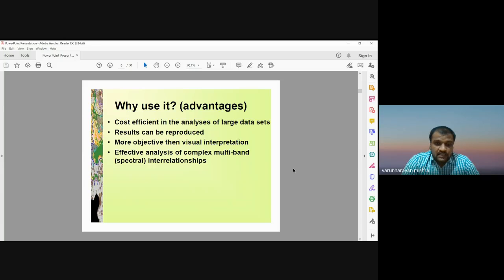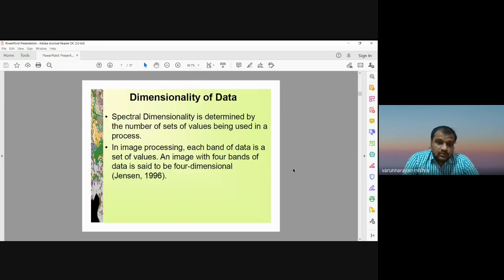So these are the four advantages of digital image classification, or the advantages of computer based classification systems. We can analyze a larger number of data sets in a short period of time. It's cost effective. You can have the results in the form of maps. It's more objective than visual interpretation. It is effective for analyzing the complex multi-spectral interrelationships of different sensors or different satellites. Also, classification helps us to reduce the dimensionality of the data set.